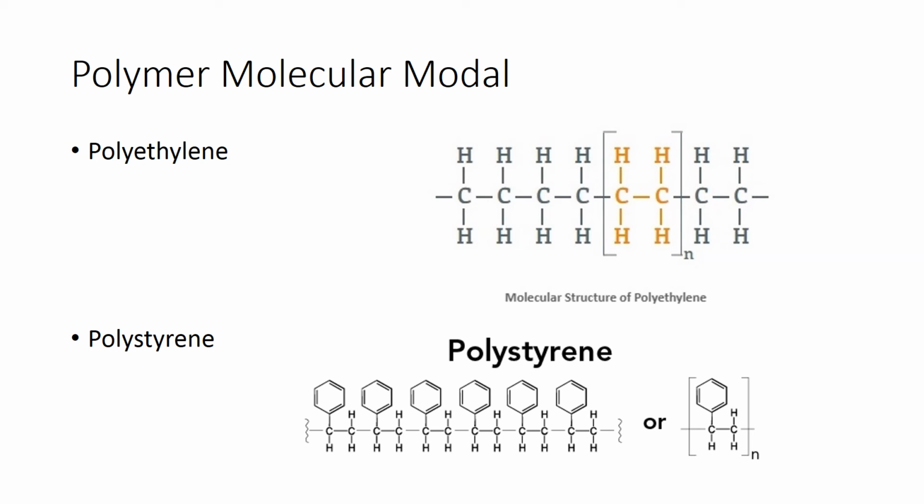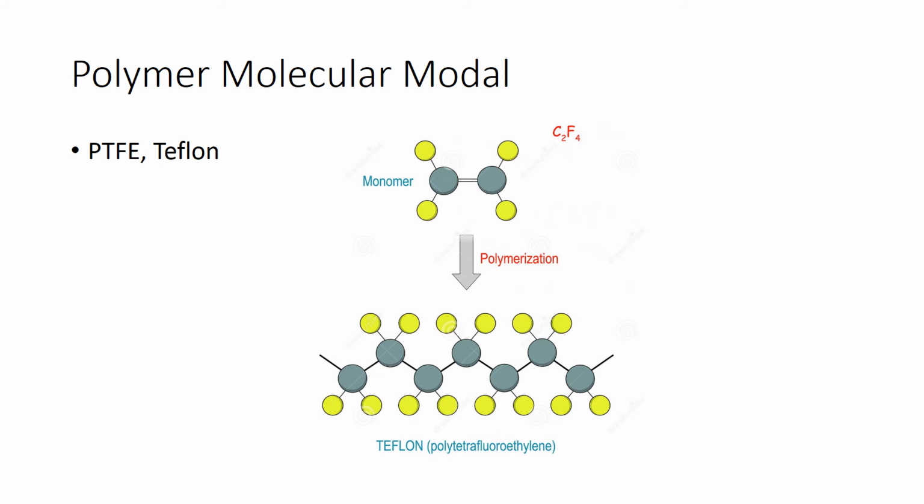Now let's look at the molecular models. So first, polyethylene. We already know that the formula is (C2H4)n. So as you can see, a lot of C2H4 linked together. Then polystyrene. This is the styrofoam. This one is the PTFE. Teflon is polytetrafluoroethylene.